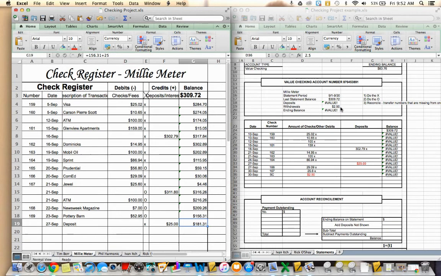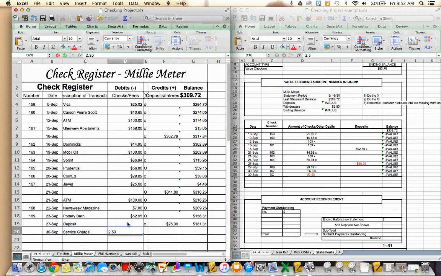Is that the ending balance the bank said? No, they said 83.76. Okay, the $2.50, that's a service charge. SC means a service charge. More than likely, Milie Meter went to an ATM that was not from her bank. She went to a foreign ATM and got charged $2.50. So I'm going to add that in, September 30th, service charge.